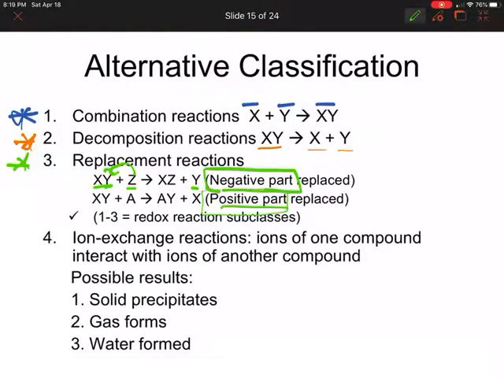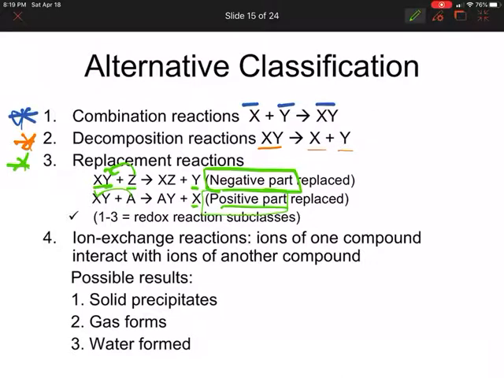And then you've got the positive part being replaced, or the metal. So again, home wrecker, but now the positive part is replacing that X, and now X is off by itself. And then a redox reaction. This is where something is helping to reduce the situation, which means they're adding more of a negative component to it. Or an oxidation is where they're adding more of a positive to it. We'll get more into that in a minute.